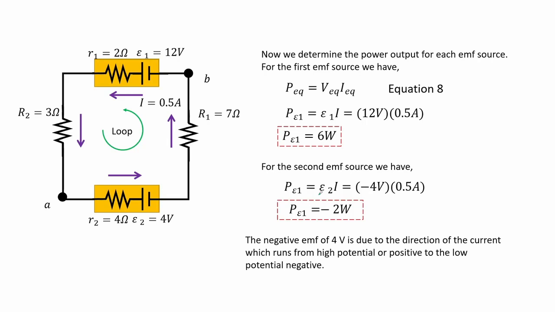Now we determine the power output for each EMF source using equation 8. For the first EMF source we have 6 watts. For the second EMF source we have -2 watts. The negative power is due to the direction of the current, which runs from high potential or positive to the low potential negative. This type of problem is the concept behind charging batteries in cars.